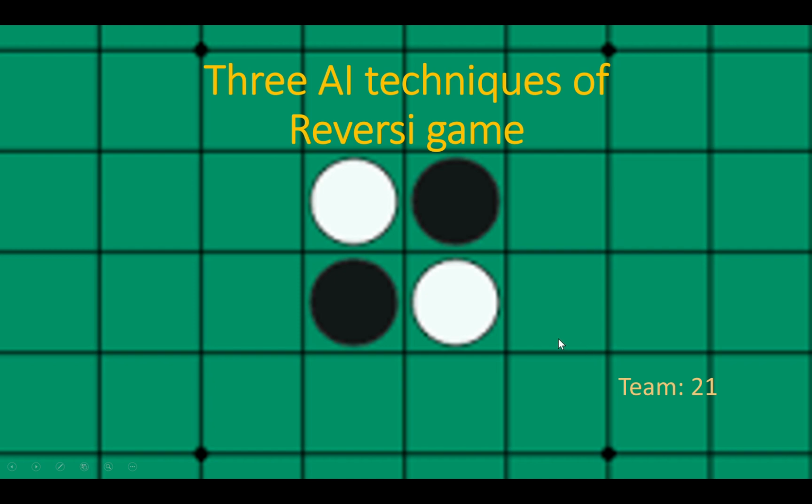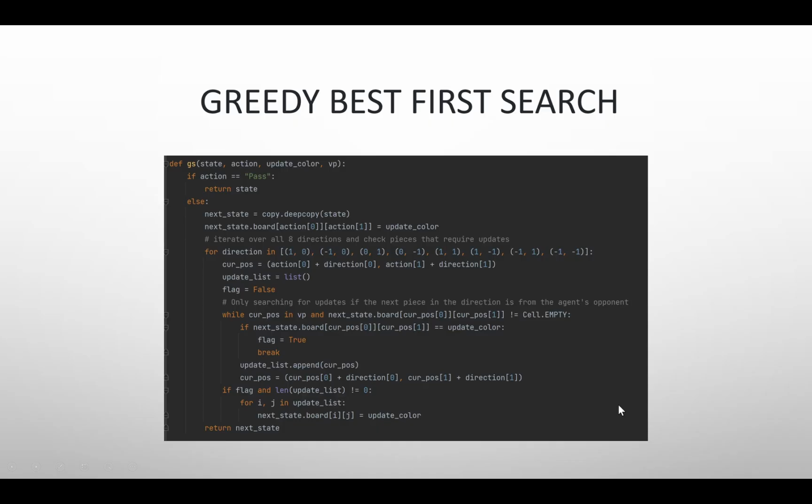Hi, today I'm going to discuss 3 AI-related techniques used in this group project. The first technique is greedy best-first search, which searches for the best action based on a heuristic function.